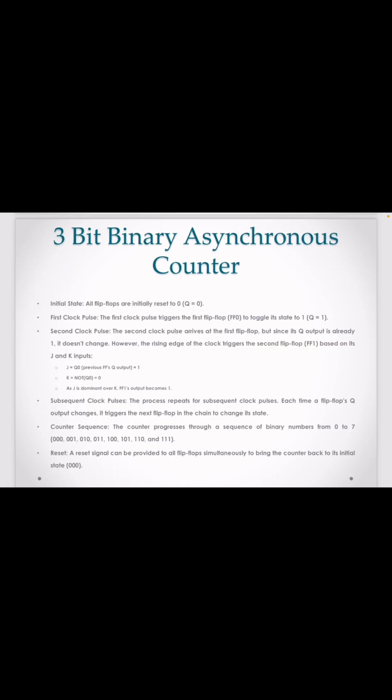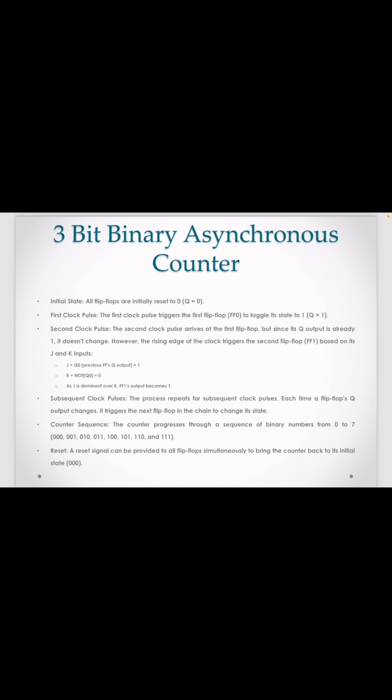I will talk about the 3-bit binary asynchronous counter. We have three different states. First one, the initial state: all flip-flops are initially reset to 0, which means Q equals 0.